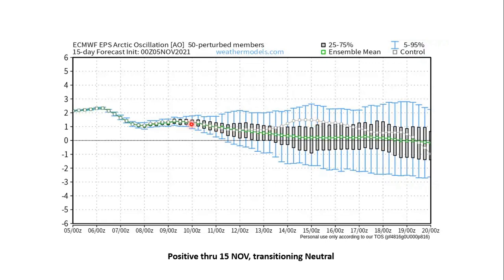So in the short term, these two lines are fairly close to each other, pretty much on top of each other, out through the 13th of November, but then they kind of spread apart here around mid-month. And that shows high confidence up until the 13th, and then a little less confidence around mid-November. But in general, we're looking at a positive AO on this particular model, transitioning closer towards a neutral after mid-month.